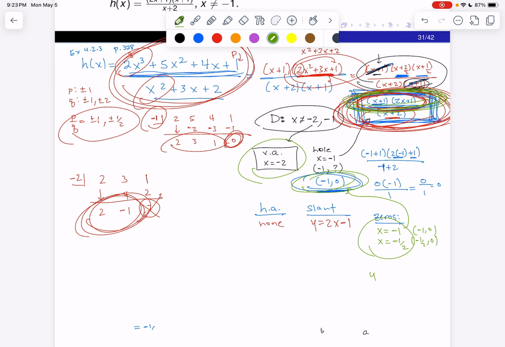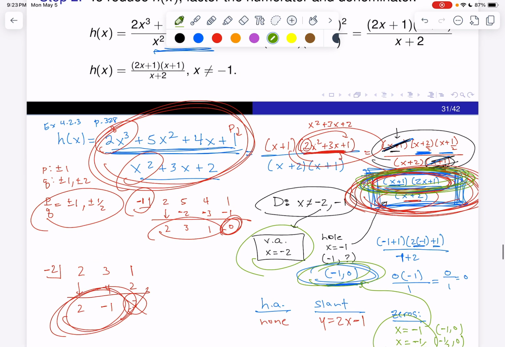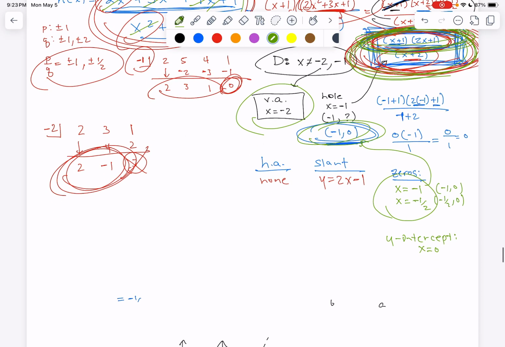Now y-intercepts, let's do that real quick. Y-intercept is what you get if you plug 0 in. You could plug into the original, or you can plug into the simplified over here. But if you do the original, everything will 0 out when you plug 0 in, except for the 1 and the 2, so you get 1/2. 0, 1/2. Okay, so that's kind of nice.